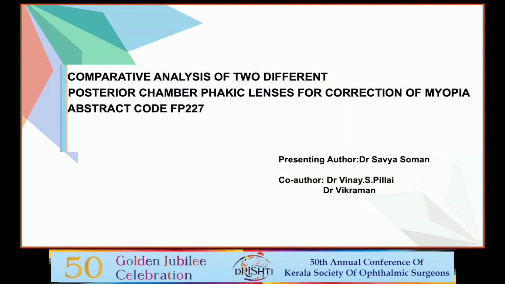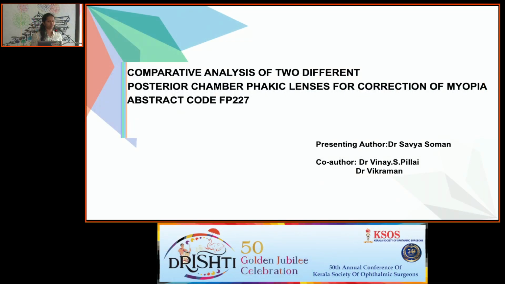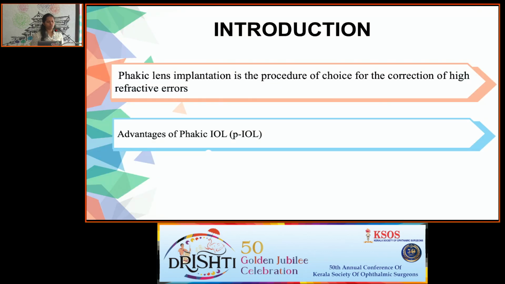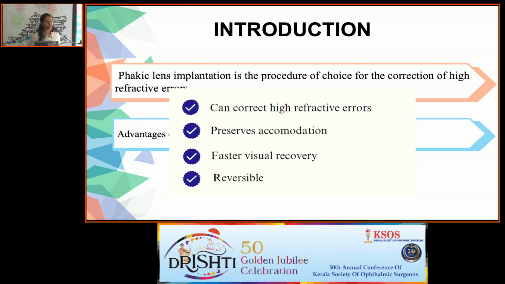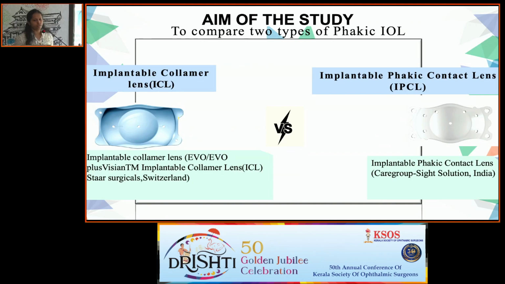Good morning. I'll be talking about a comparative analysis of two different posterior chamber phakic lenses for the correction of myopia. No financial interest. Phakic lens implantation is a procedure of choice for the correction of high refractive errors. The advantages are that it can correct high refractive error, preserves accommodation, has a faster visual recovery, and is a reversible process. The aim of the study was to compare the implantable collamer lens by Staar Surgical in Switzerland and the implantable phakic contact lens by the Care Group in India.